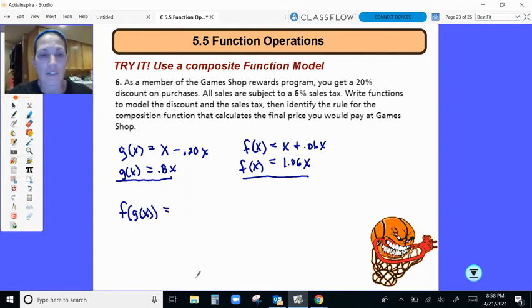So we don't want to have the other one, g of f of x, because we want to apply g of x first. So that's going to be 1.06, and then my x will become my g of x, so 0.8x. And there you go. And if we wanted to simplify that, we could multiply 1.06 times 0.8, which I'm not going to do at this point, okay?